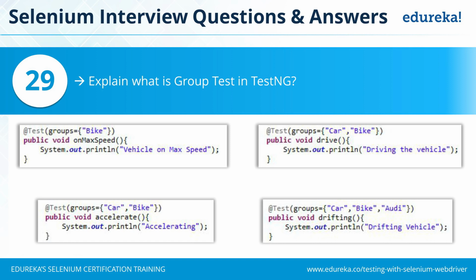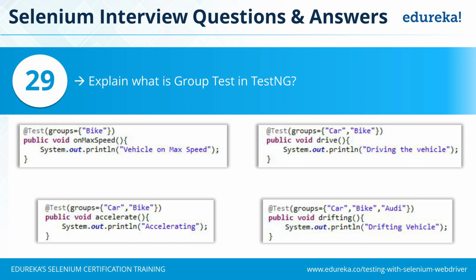The first method, onMaxSpeed, is a member of group bike. The second test method, drive, is a member of groups car and bike. The third test method, accelerate, is a member of car and bike again. And the fourth test method, drifting, is a member of car, bike, and Audi groups. So these are the three groups that have been listed. What happens if I execute group bike? If I execute group bike, the test methods onMaxSpeed, drive, accelerate, and drifting will get executed.